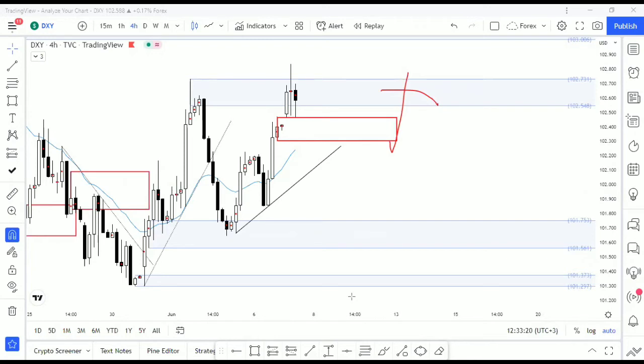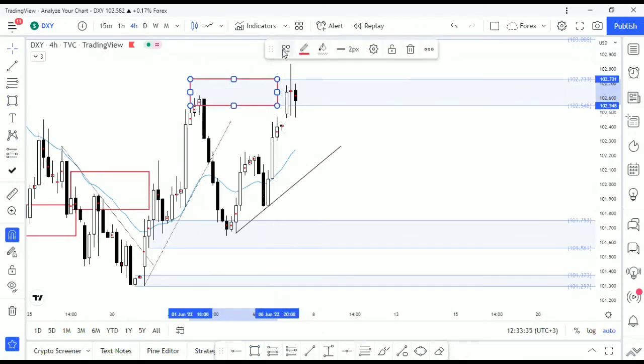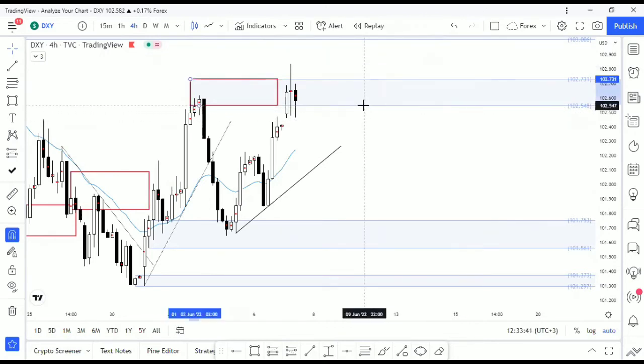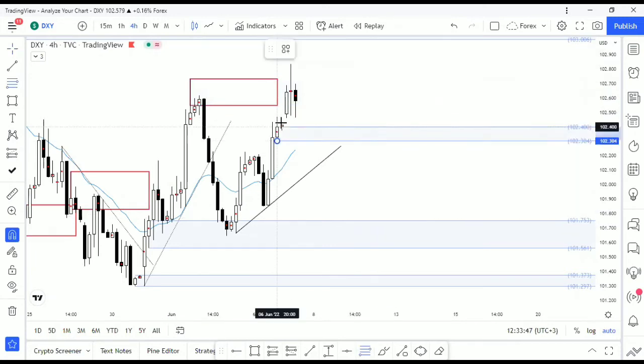So let me draw it properly so that it can be seen very clearly. This is a 4-hour supply that has been broken here. 4-hour supply broken. So this has no use for us now, and the level responsible for taking out this 4-hour supply zone is this one, a very strong level.